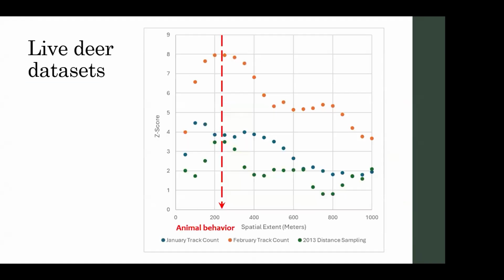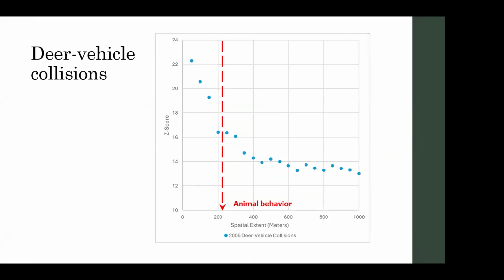This is the incremental spatial autocorrelation for our live deer data sets, those track counts and distance samplings. You can see that the first, or one of the first, peaks in those z-scores is right around that 200-meter mark or a little above. And then the same thing occurred in our Onondaga County deer vehicle collision data set, with the first peak in the z-scores right at that 200 mark.